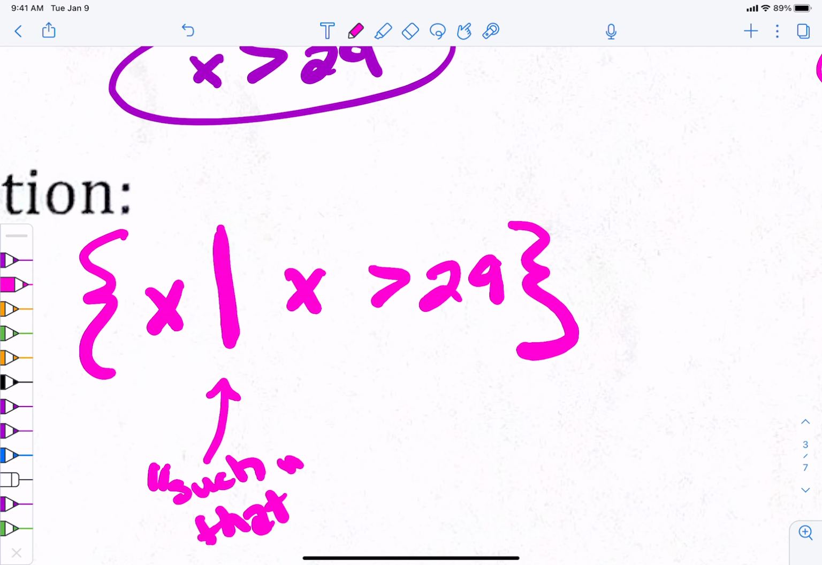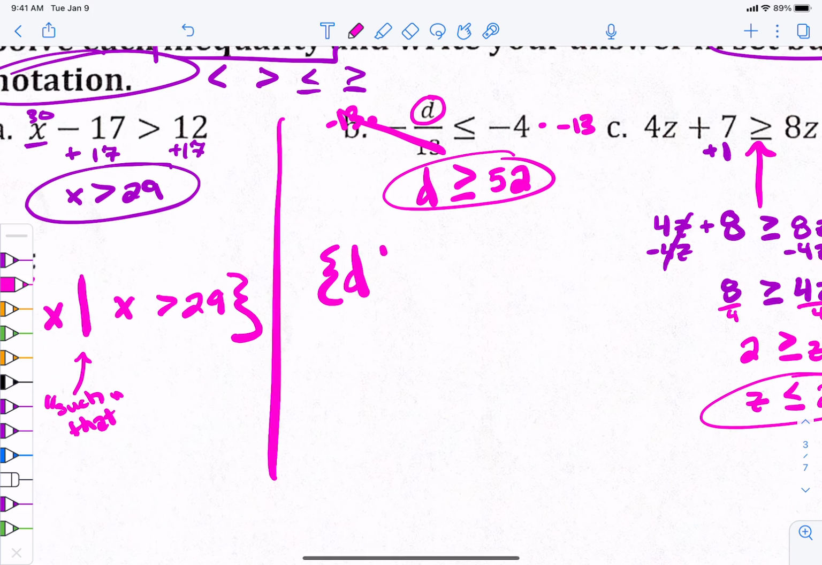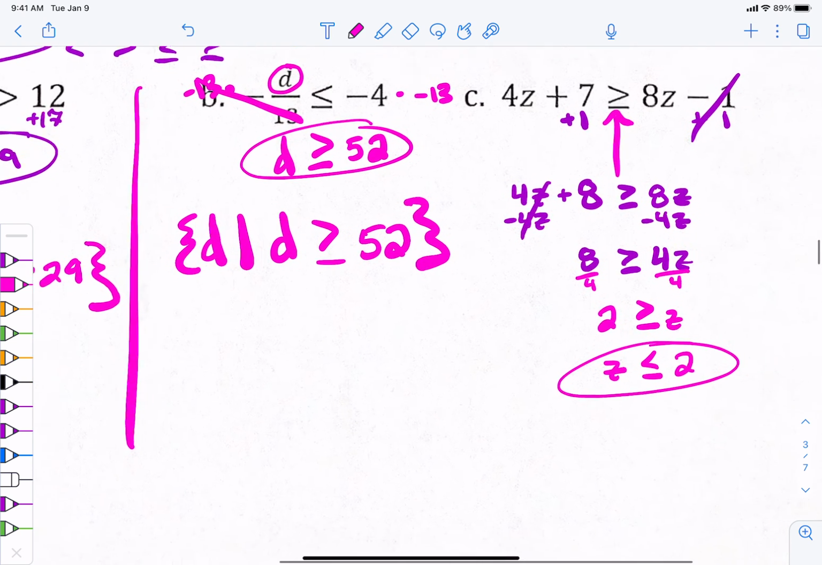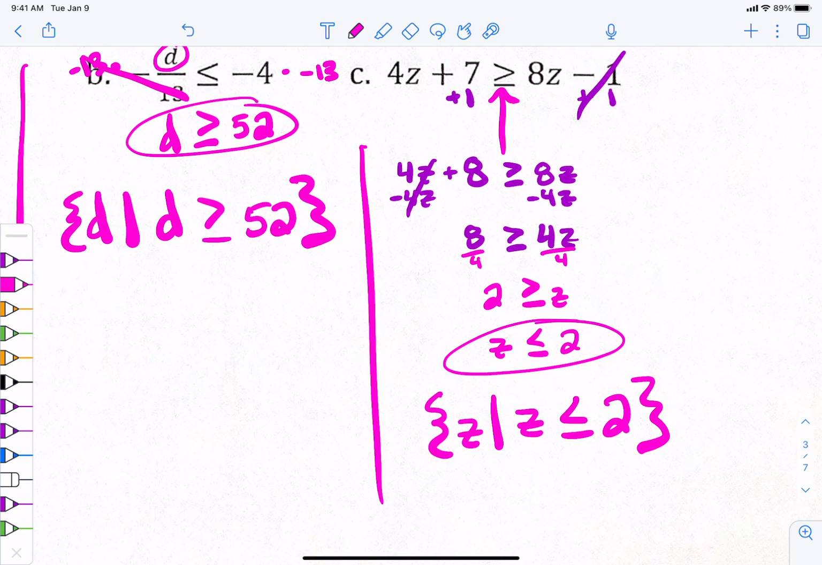Okay, so putting the other ones in set builder notation, we're defining the variable on part B, and the variable is D, such that we're talking about only D's that are greater than or equal to 52. That will work in that equation. For C, the variable is Z, such that Z's have to be less than or equal to 2 in order to work in that equation, and that is set builder notation. Okay? Good?